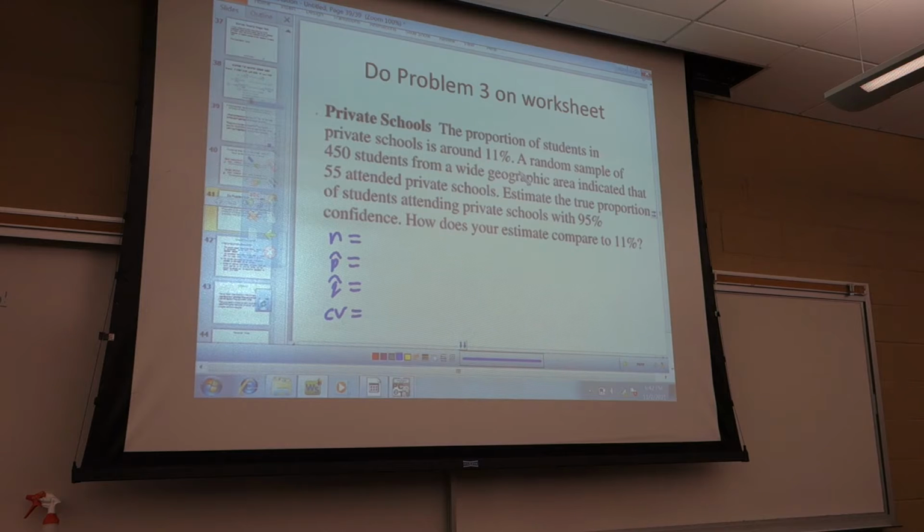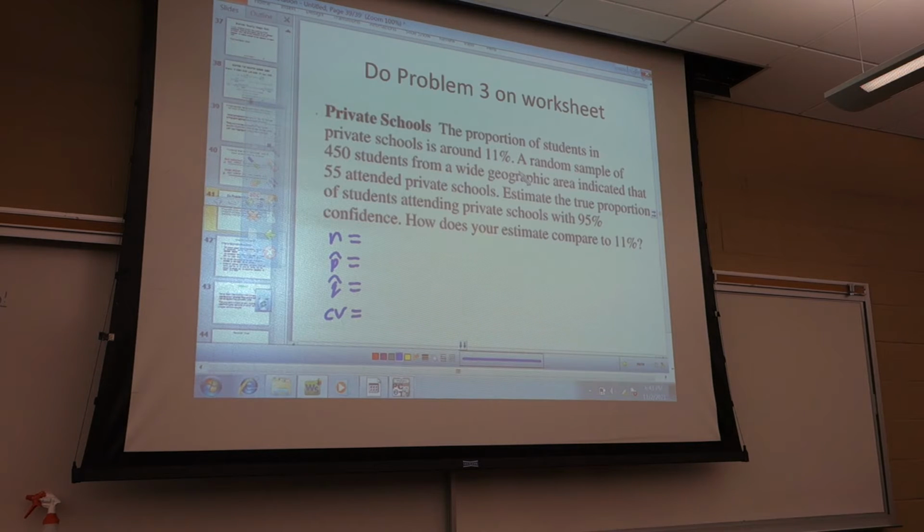So that is not your p-hat. P-hat is your sample proportion. It has to be from your sample, so it has to be out of your n, people. So the 11% is not your p-hat. That's just a distractor there to confuse you. Your p-hat, you have to find from your sample. Random sample of 450. 55 of them attended private schools.